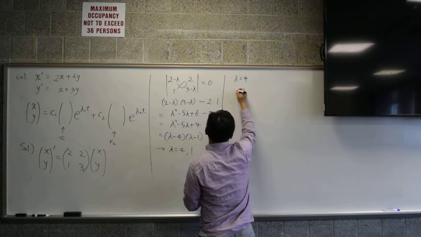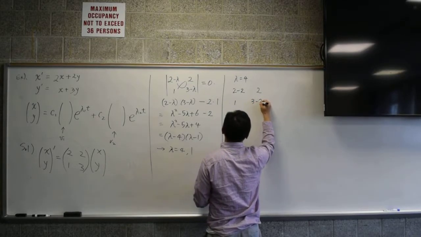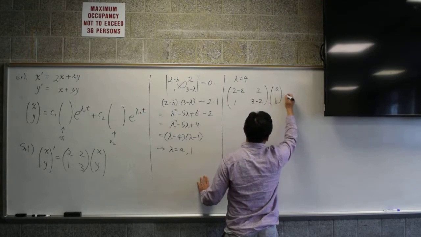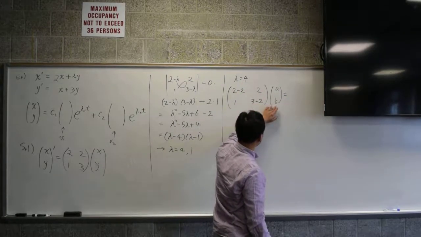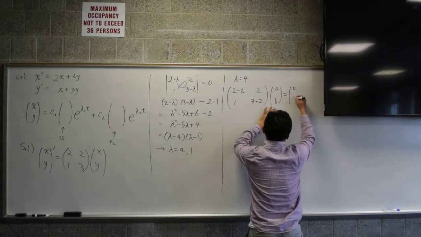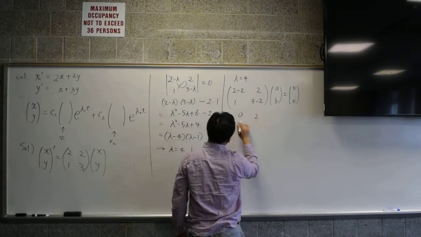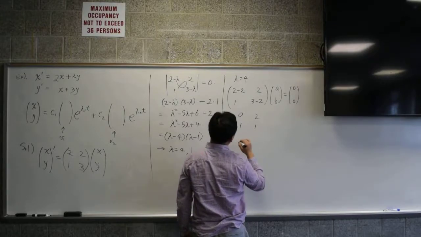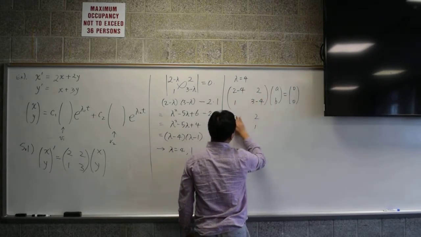Plug it back in, you get 2 minus 2, 2, 1, 3 minus 2, times some a and b. We're looking for the eigenvector associated with this, and I have to set it equal to 0, 0. What's that? That's 0, 2, and that's 1, 1. Oh, sorry. Wait, why are you not subtracting 4, right? Made a mistake.